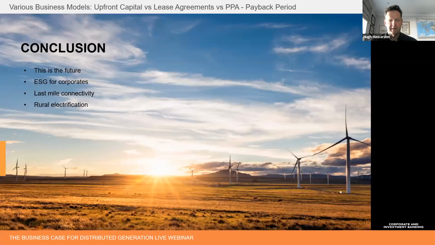So very briefly, a brief conclusion for me. This is the future of energy. There's absolutely no two ways about it. Not only is it becoming increasingly difficult to fund massive fossil fuel power stations, but they're becoming less and less required. They're not the cheapest anymore. Yes, there's base load, but batteries are coming down very quickly.